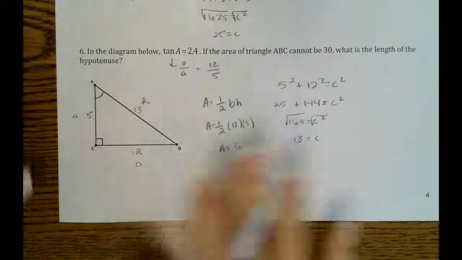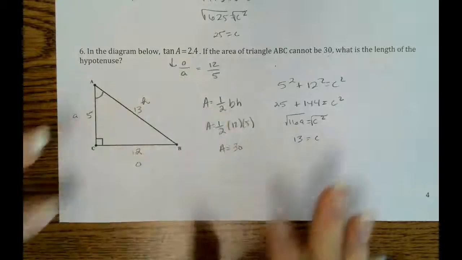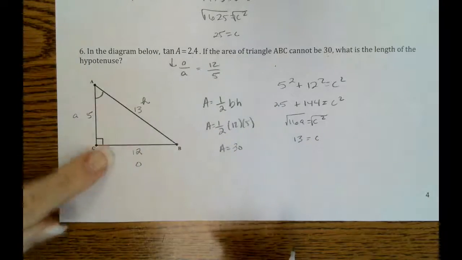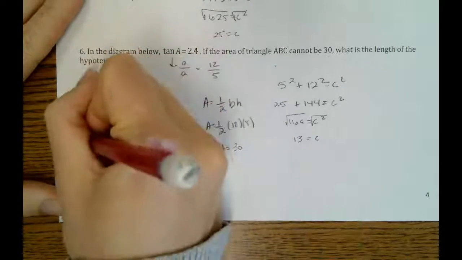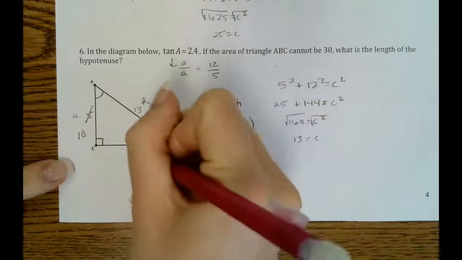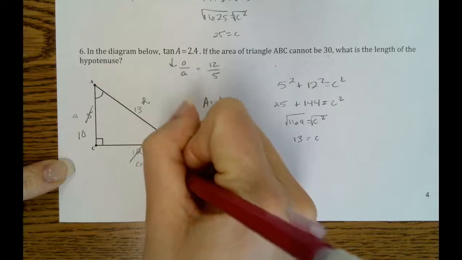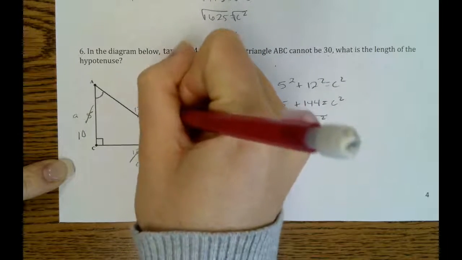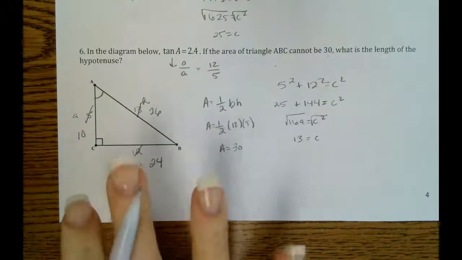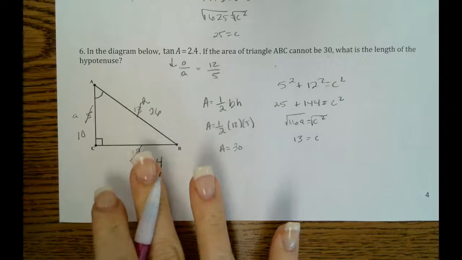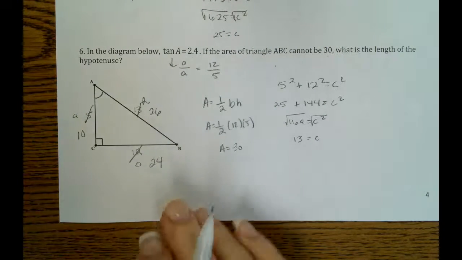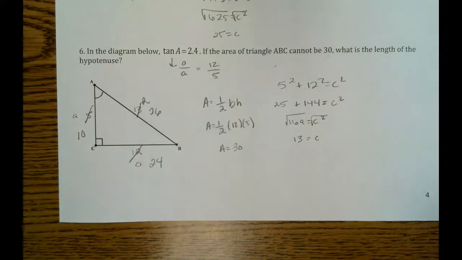Okay, so we know that these numbers aren't going to work. However, if we multiply all of these by 2, so 5 times 2 would give us 10, 12 times 2 would give us 24, 13 times 2 would give us 26. We aren't changing the triangle in the sense that it's going to have a different tangent.